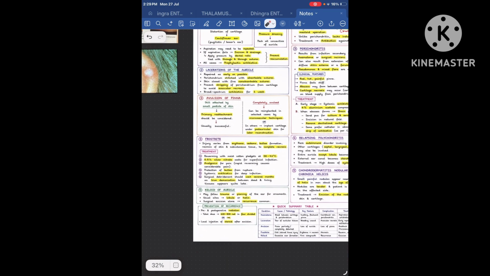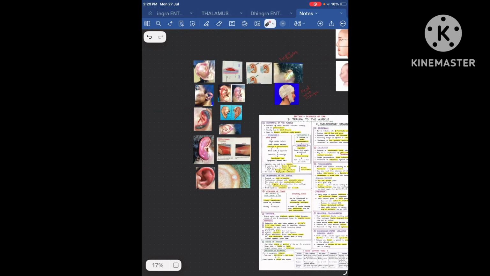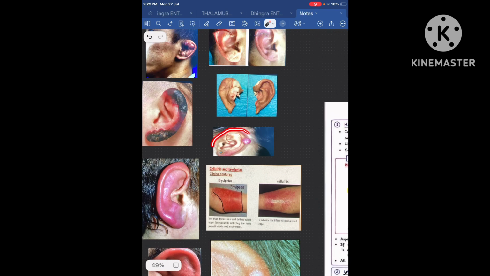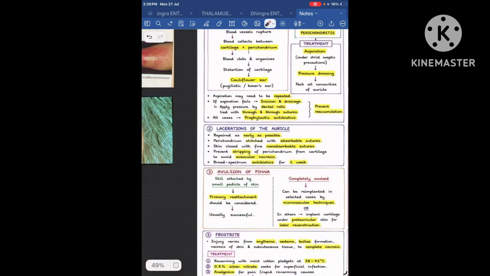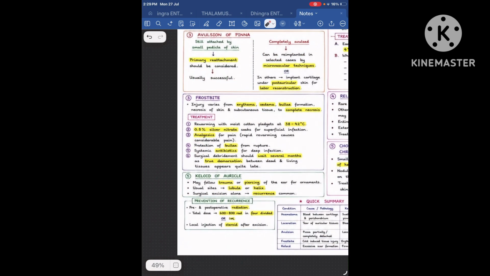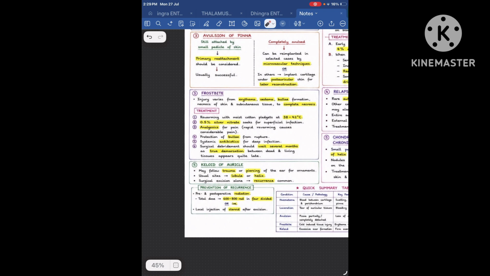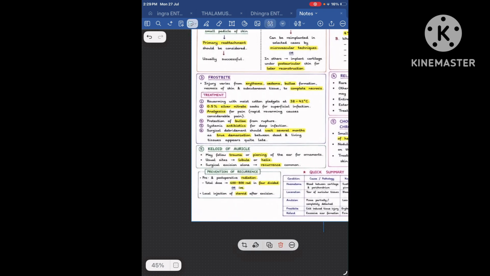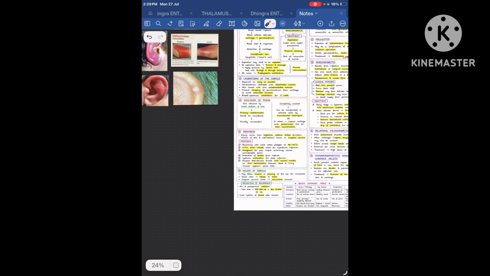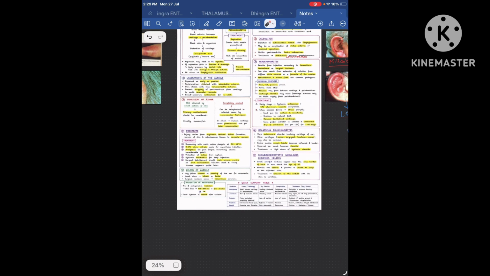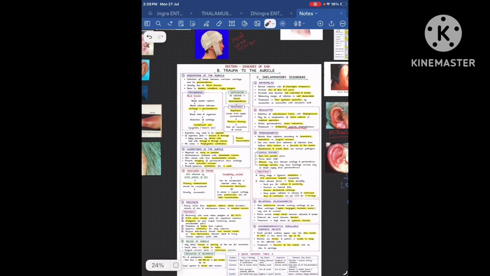Okay, great. Now let's see keloid of the auricle. If you see this diagram, this is keloid. You can see this is the extra part, the scarring part. That is the keloid. Got it? Now, how do we prevent recurrence? Basically, we give a total radiation dose of 600 to 800, and a local injection of steroid after excision. We do this for keloid. So this we have done.